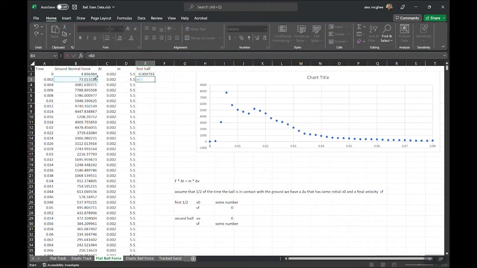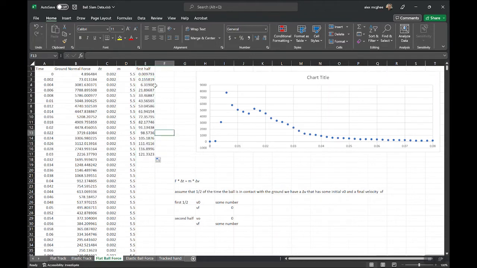Then we'll do the same thing: this is force times the change in time plus our previous force, and we're going to sum all the way to 0.03 here. Okay, so this right here is the integral from 0 to 0.03. This is F dt, right? First half, F times dt, and we'll write that as the sum of F dt.